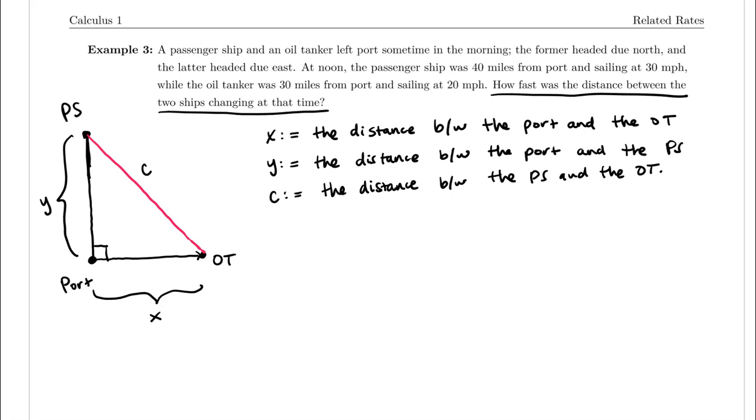Now what I can do is define my goal. My goal is to find how fast the distance between the two ships was changing at that time. So we define the distance between the two ships to be c, so our goal is to find dc/dt, the rate at which the distance between the ships is changing over time. And if we want to identify what kind of related rates question this is, looking at our diagram, we have a right triangle and we're trying to relate our three variables, x, y, and c, and so you might recognize that this is going to be a Pythagorean theorem question.